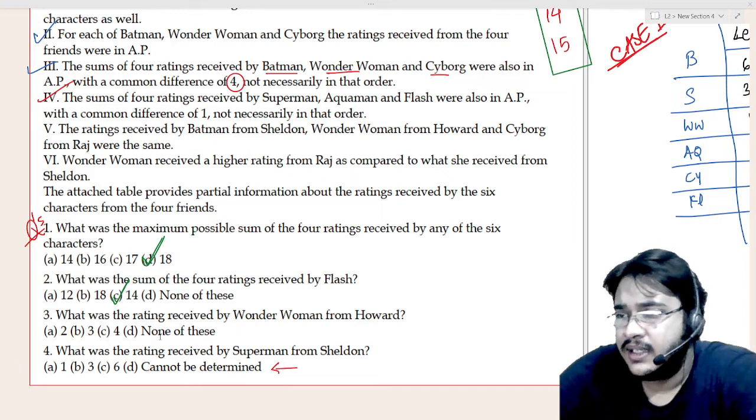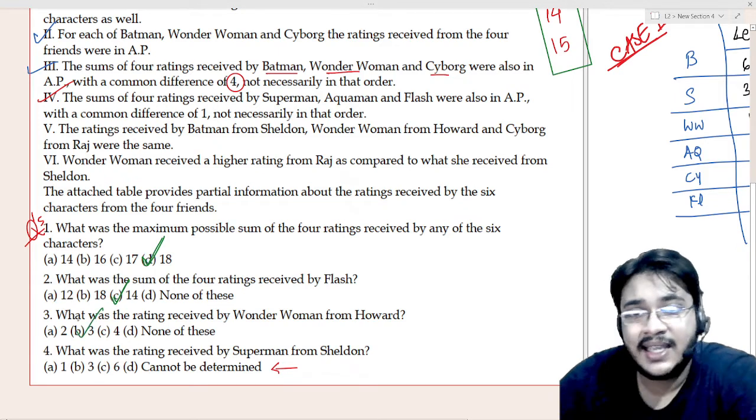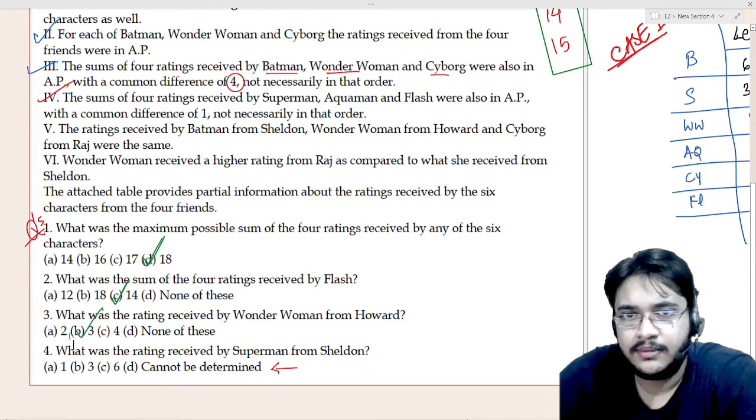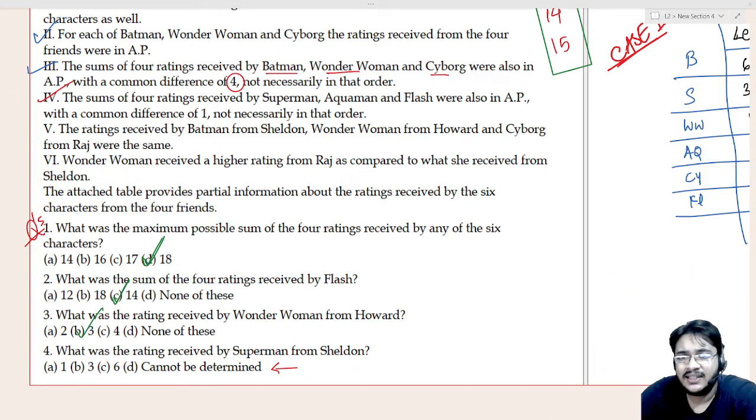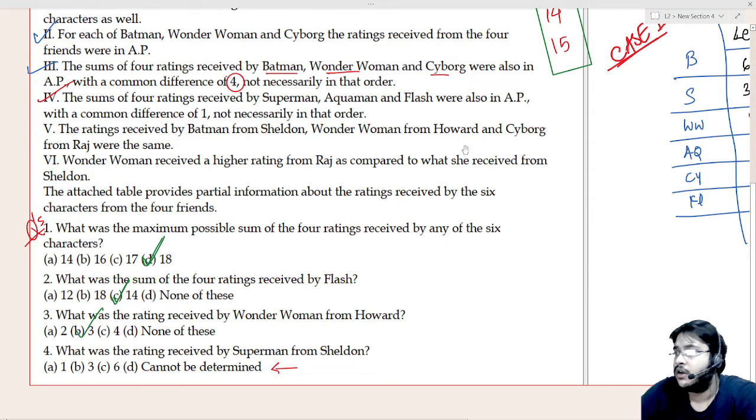What was the rating received by Wonder Woman from Howard? I know for a fact that this is 3, and why? Because the X and X condition is there. Okay. And the last one, which asks what was the rating received by Superman, because there is a "cannot be determined" option, I will not pick this question. Even if I have an answer in my first case, I will still not pick and choose.